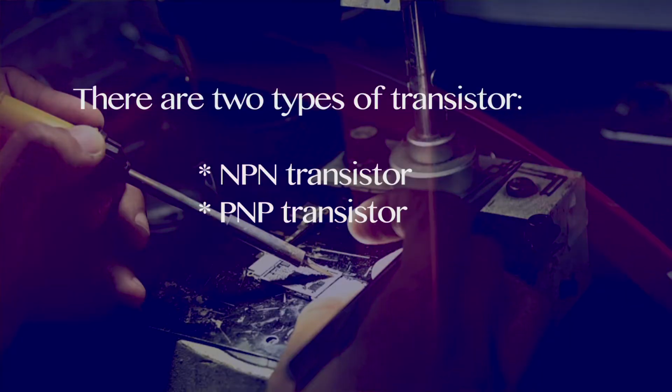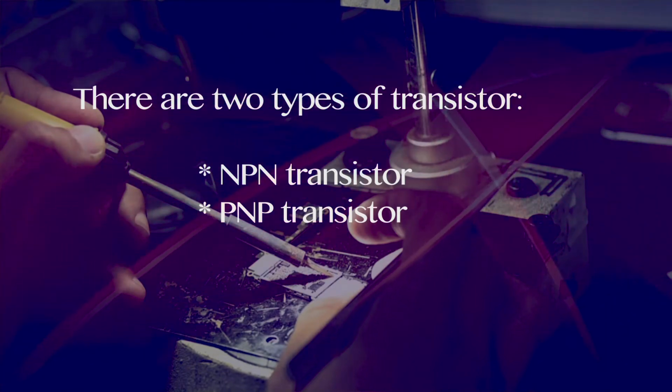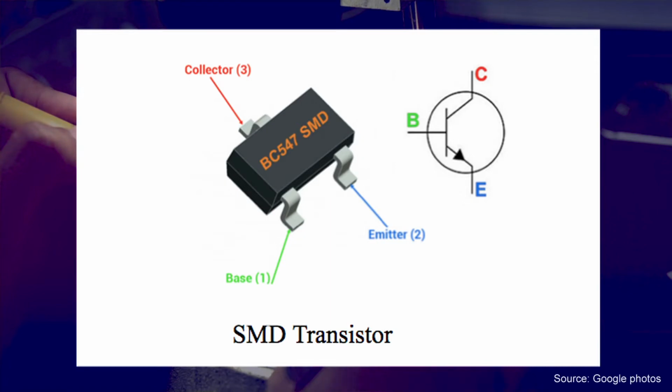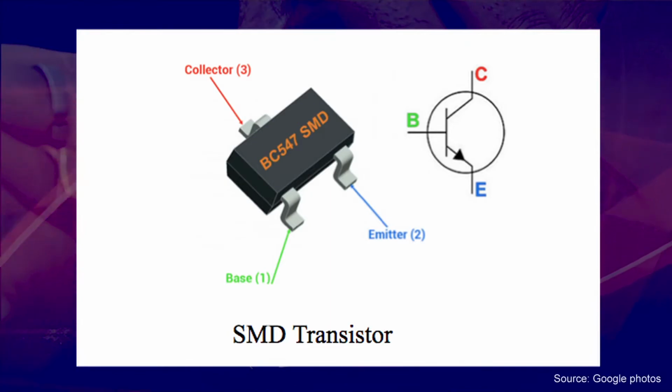The transistors are mainly used for amplification of signals. There are two types of transistors. One is NPN and the other is PNP. It has 3 terminals, namely collector, base and emitter. So this is the figure of a surface mount transistor.